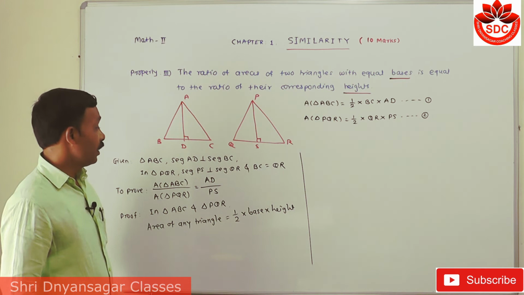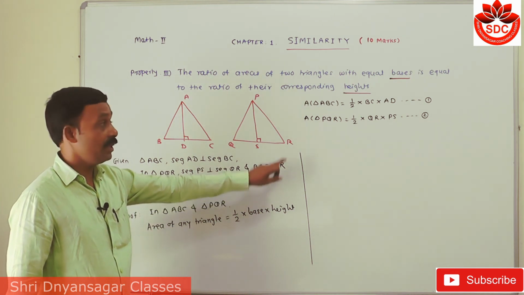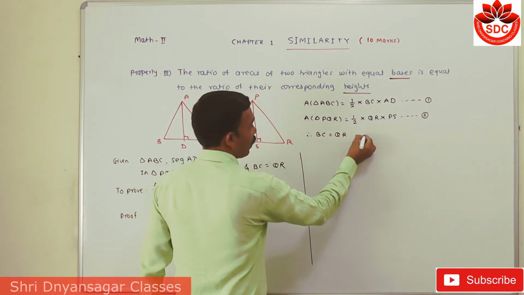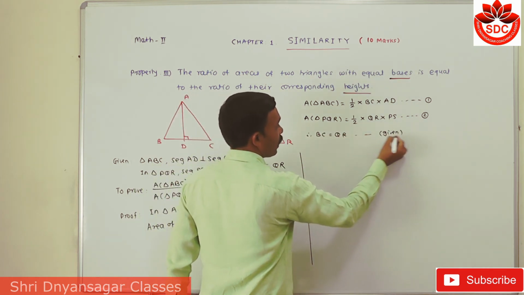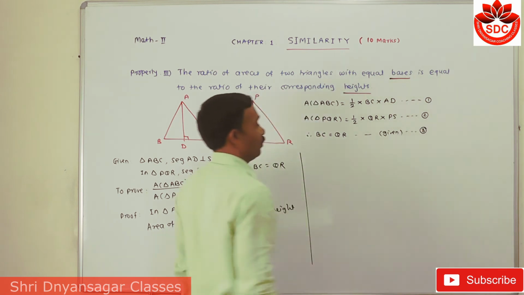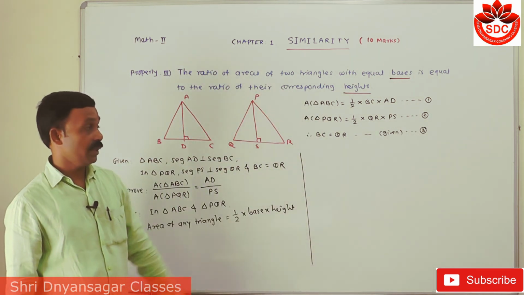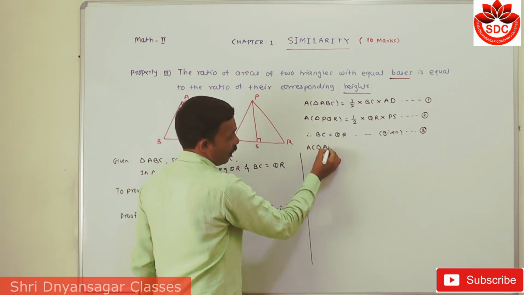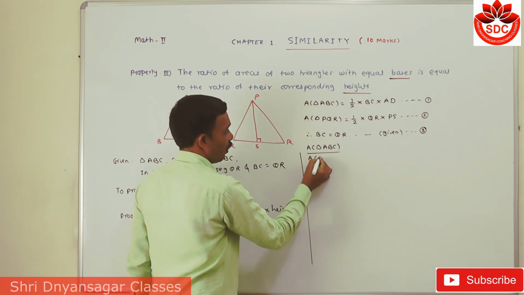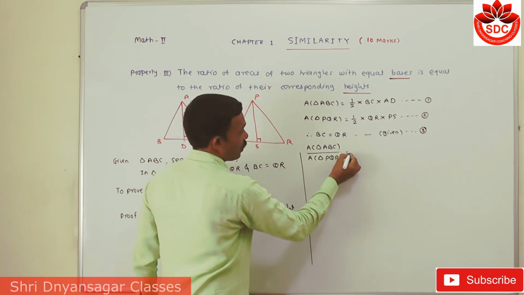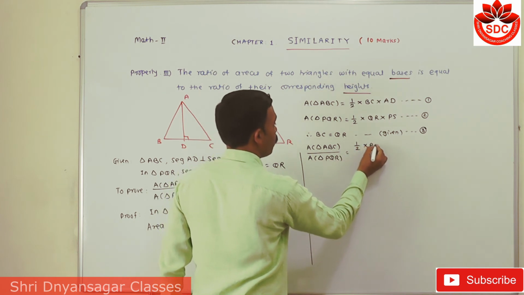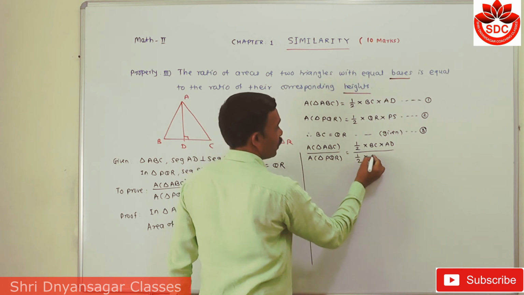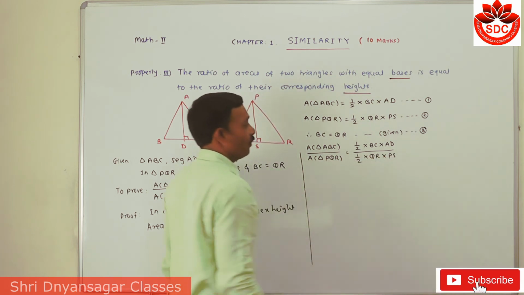Now student, in the given BC is equal to QR, means that the base is equal, so I have written here BC is equal to QR. This is given. Suppose this is equation number third. Then from first, second and third, we take the ratio of areas, that is area of triangle ABC upon area of triangle PQR is equal to half into base BC into height AD upon half into base QR into height PS, from first and second.